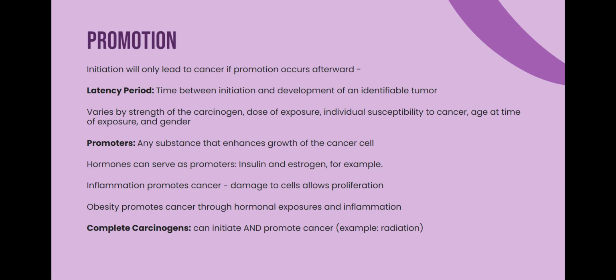Promotion. So we have an abnormal cell. If it stays just as a cell that wants to grow, it'll be a benign tumor, but it won't necessarily develop all the characteristics of cancer. There is a latency period. The time between that initiation event, that first mutation where the oncogenes or suppressor genes are altered, and the development of an identifiable tumor. That latency period can vary.